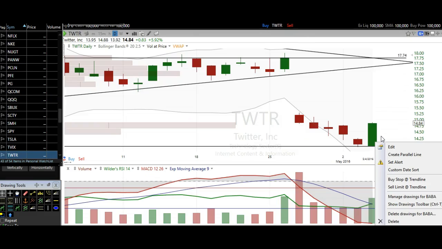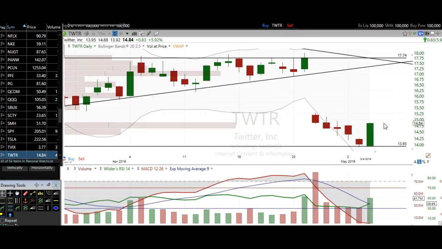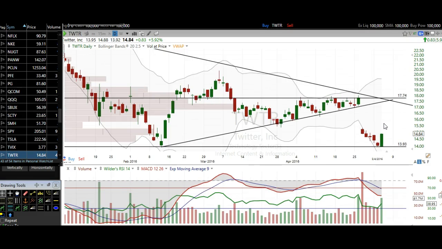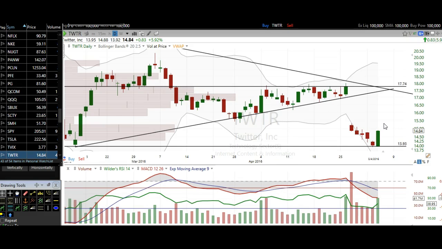Next, I want to cover Twitter. Nice bounce here. If you watched the video I did yesterday on Twitter, I mentioned that a short-term bounce was likely here on Twitter, and we got a really nice bounce today. That's exactly what we got. Nice bullish engulfing candle. Actually engulfed the previous three bodies of the previous three candles, and we did so with a nice volume pop as well.